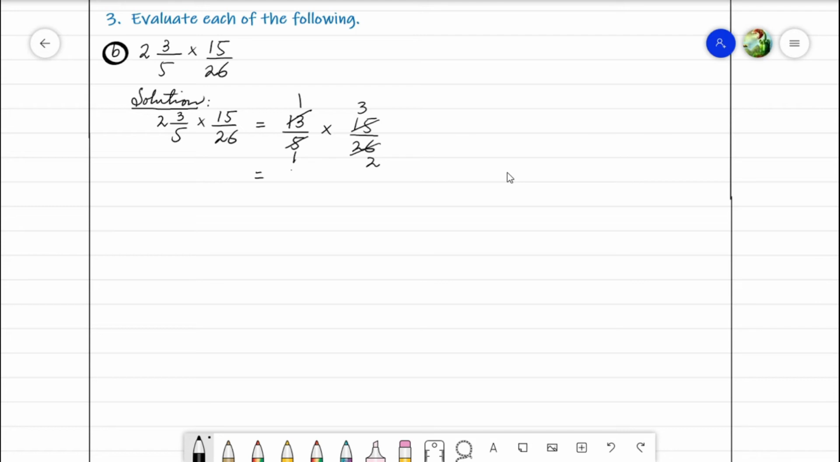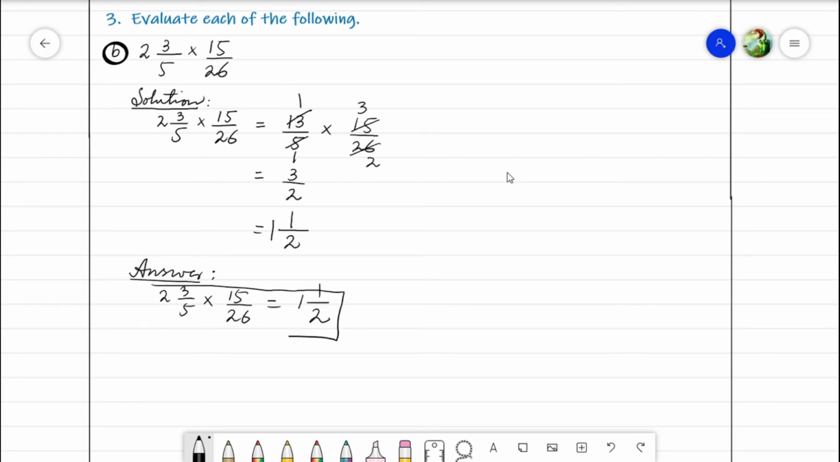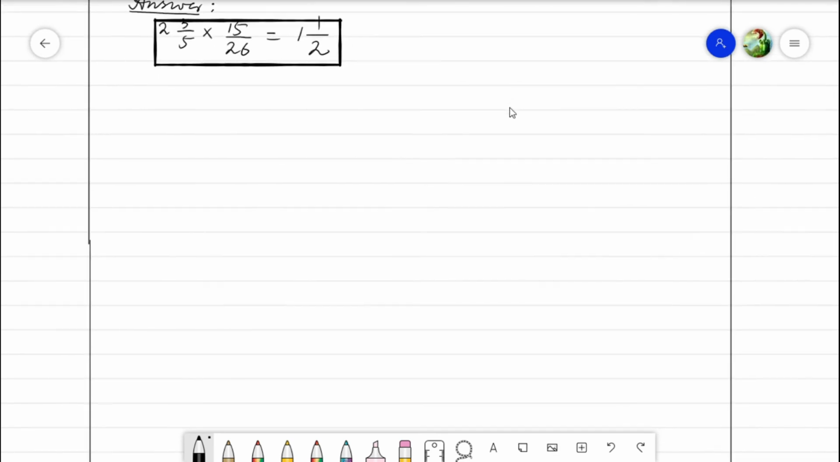What would be our answer? This is 3 by 2, and now again it's an improper fraction, so I would change it into a mixed number. 2 1s are 2, and that would be 1 whole 1 by 2. This is our answer: 2 whole 3 by 5 times 15 by 26 is equal to 1 whole 1 by 2. I will put it inside a box. That's it. Now I am going towards the next question, which is part D.